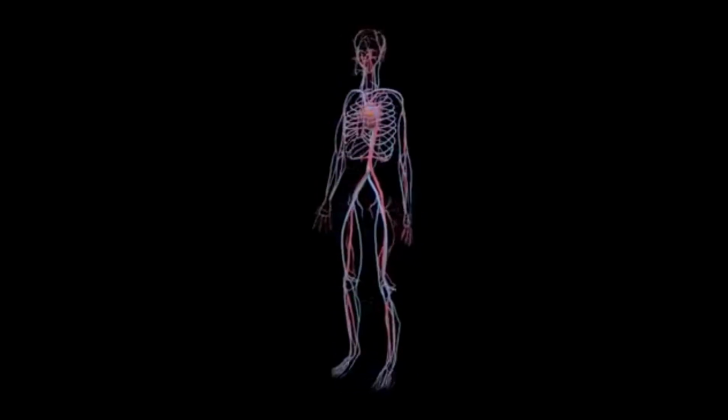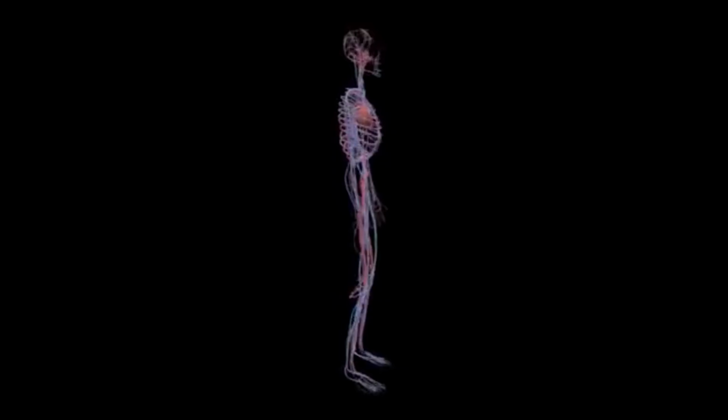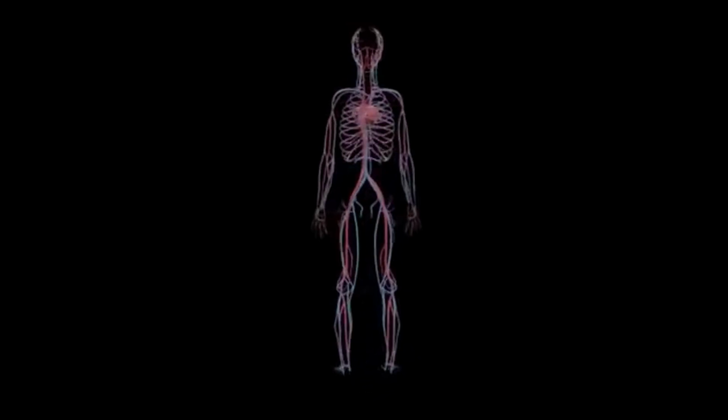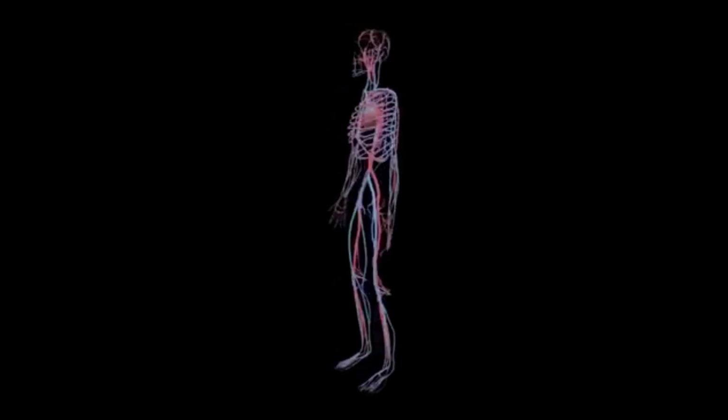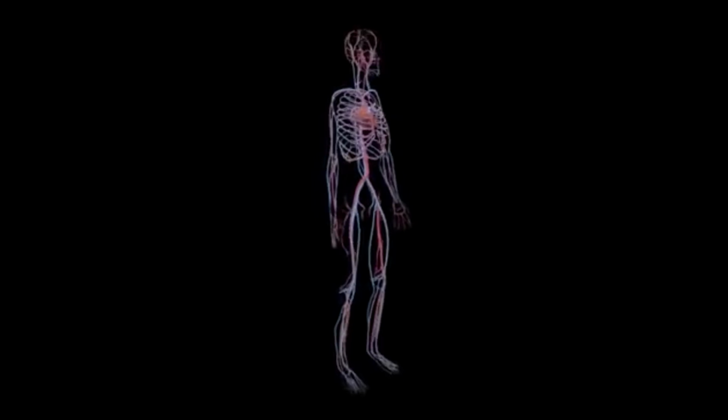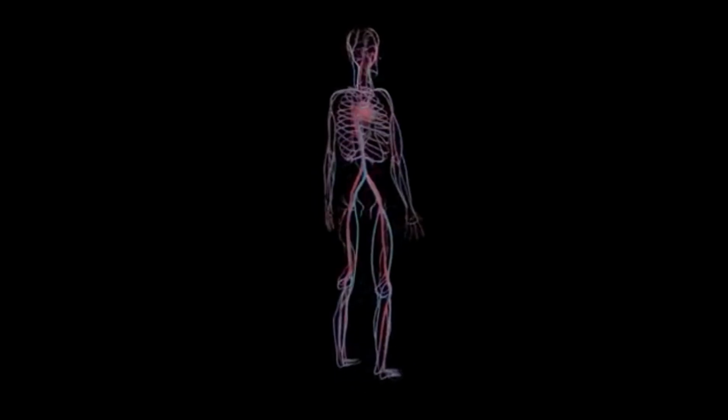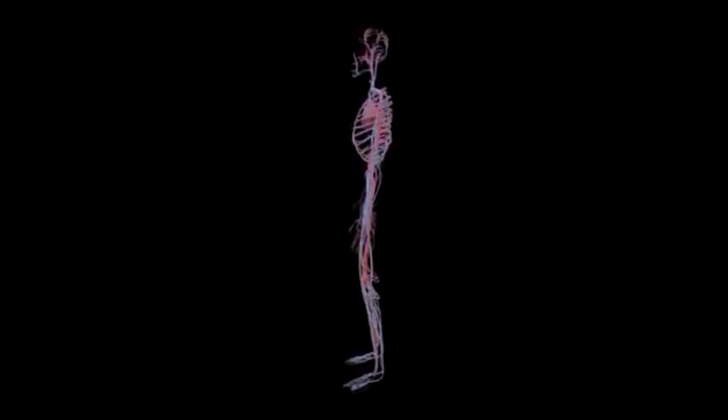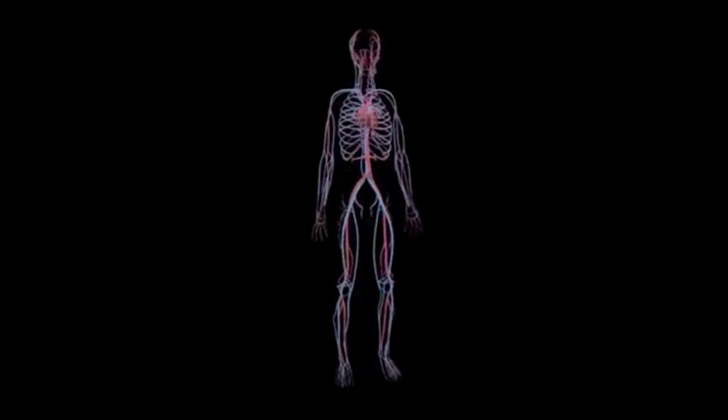The cardiovascular system is essential for the functioning of the body. It ensures that all of the body's cells receive the oxygen and nutrients they need to survive and function properly. It also helps remove waste products and maintain a healthy balance of fluids in the body.